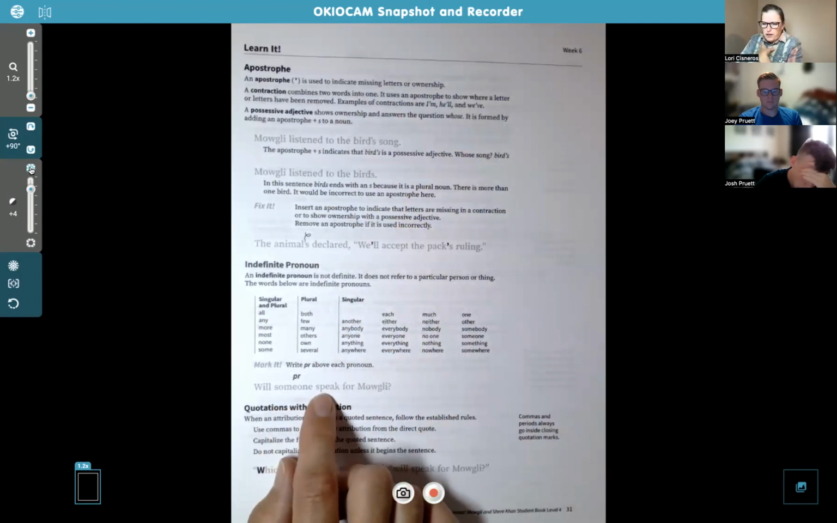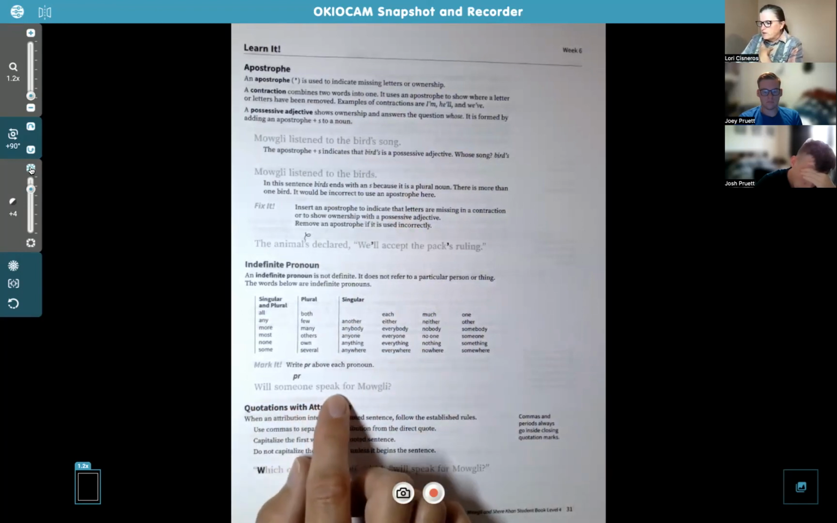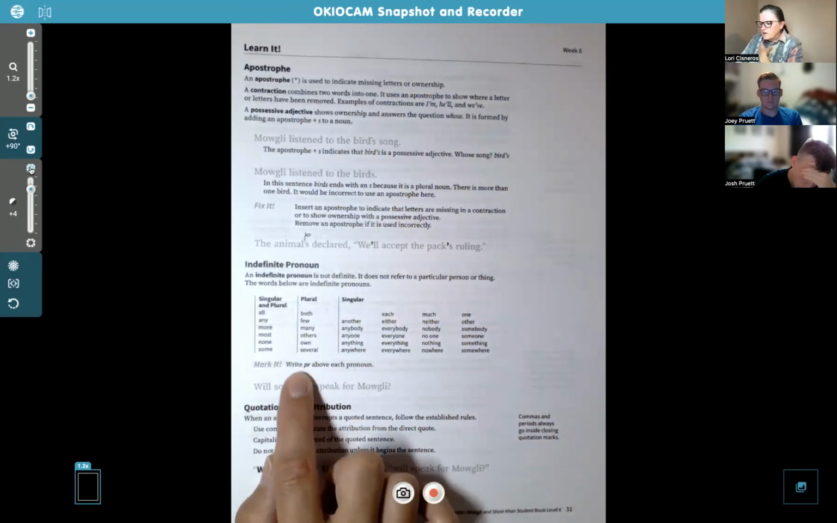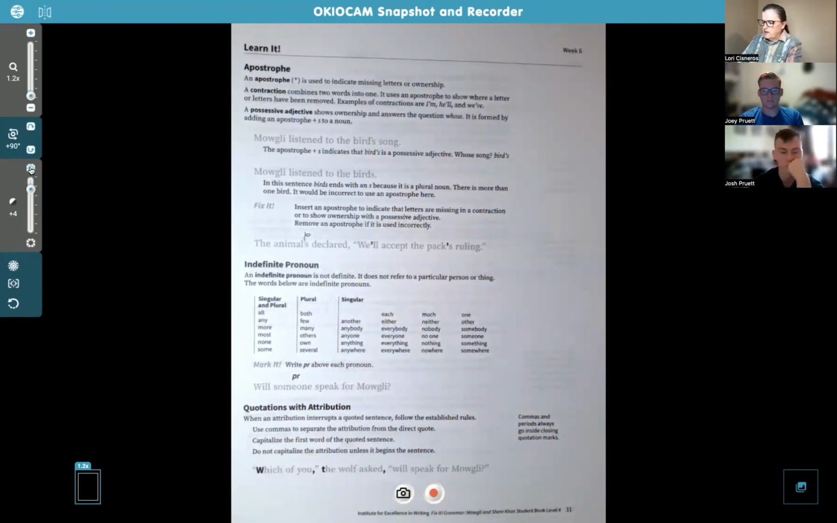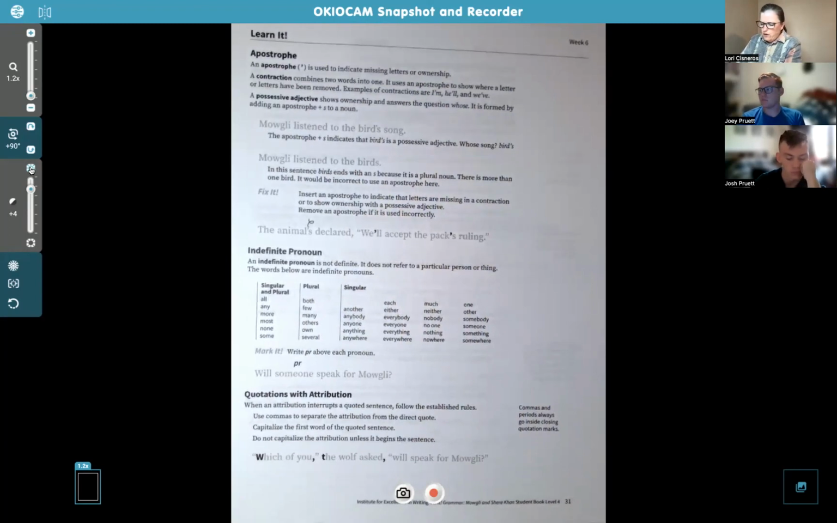And you're still going to label them PR like pronouns. So, will someone speak for Mowgli? Someone is the pronoun. You'll label it same as you usually do for him, her, she, those types of pronouns.